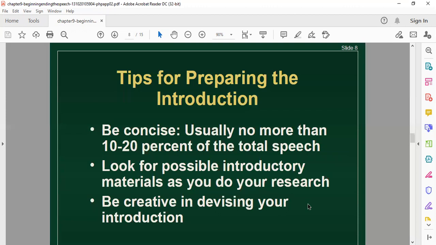Tips for preparing the introduction. Be concise, usually no more than 10 to 20% of the total speech. Then look for possible introductory materials as you do your research. That brings your attention toward research, to find the most attractive, best suited material for your audience. And be creative in devising your introduction.